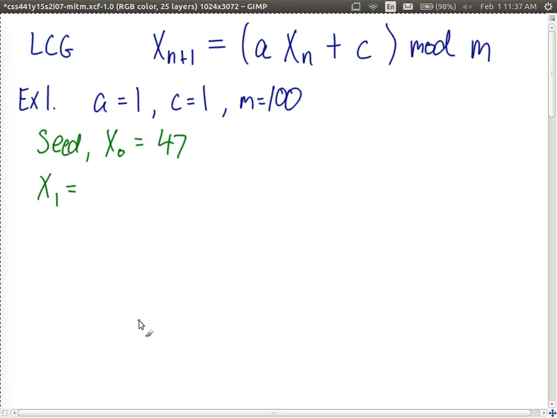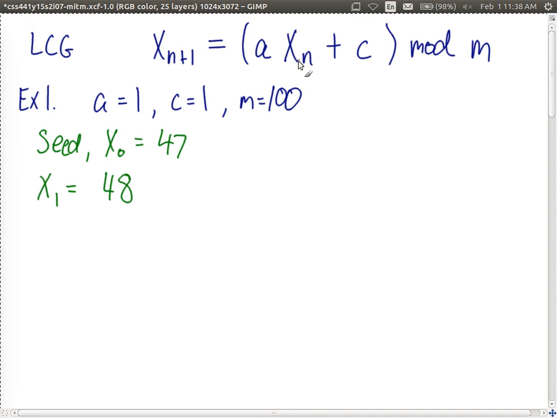x0 is 47. So xn is 47. A is 1, xn is 47. 1 times 47, help me. 47. Plus 1? 48. Mod 100, is it 48? 48, good, easy. That's the easiest calculation for this course.